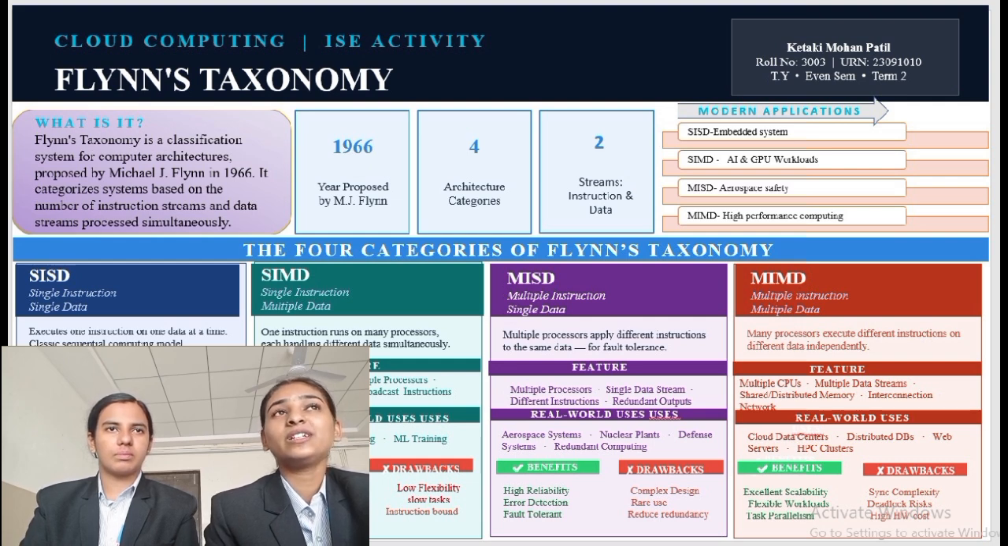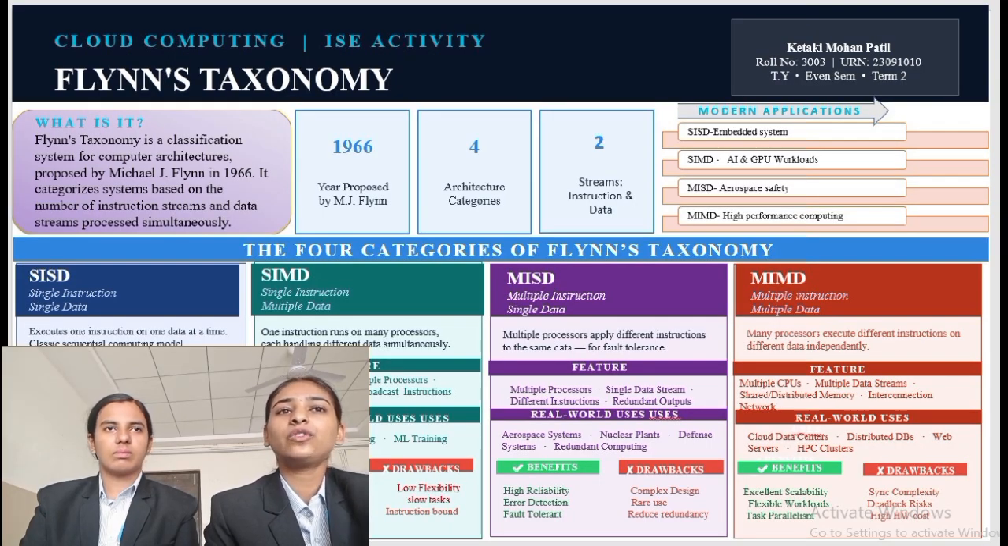So basically, the Flynn taxonomy concept is a very vast concept. As I told you earlier, there are 4 categories. Each category has some different features, advantages, disadvantages, and some real world examples. So it is quite difficult to summarize all these things in a short glimpse, but I'm trying to do it. Sure, I can summarize it.